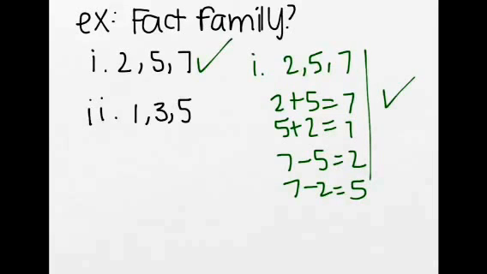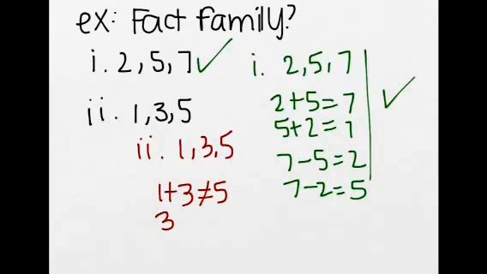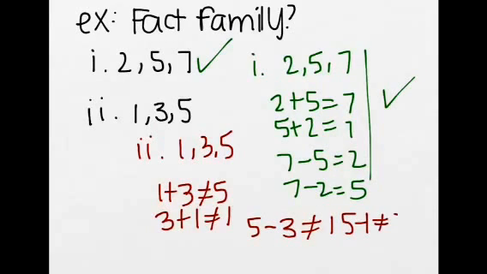Now let's do 1, 3, and 5. So we have 1 plus 3 is not equal to 5, which means that 3 plus 1 is not equal to 5. We also have that 5 minus 3 is not equal to 1, and 5 minus 1 is not equal to 3. So this is not a fact family.